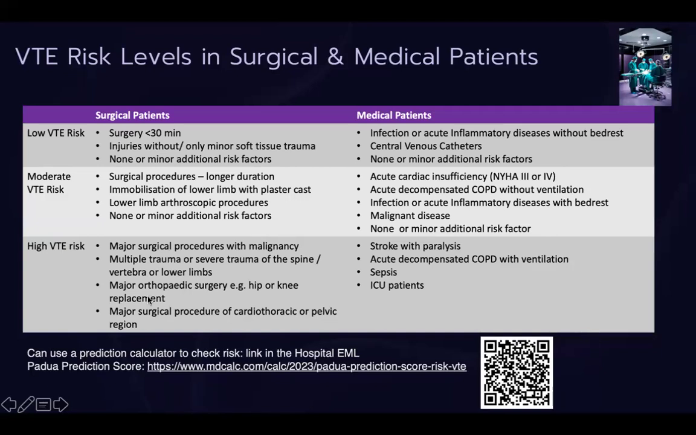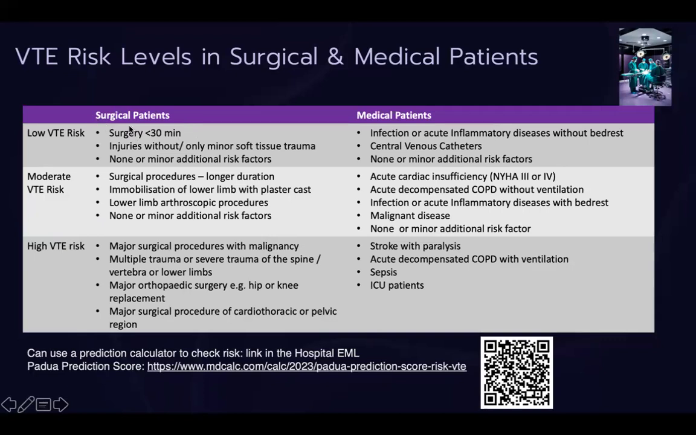What you want to identify is: is my patient at a low VTE risk, a moderate VTE risk, or a high VTE risk? And these are patients who are admitted to a hospital. So this is the kind of table you want to have up in your medical or surgical ward to help you identify which of your patients you're actually going to give some cover. So let's just go through that.